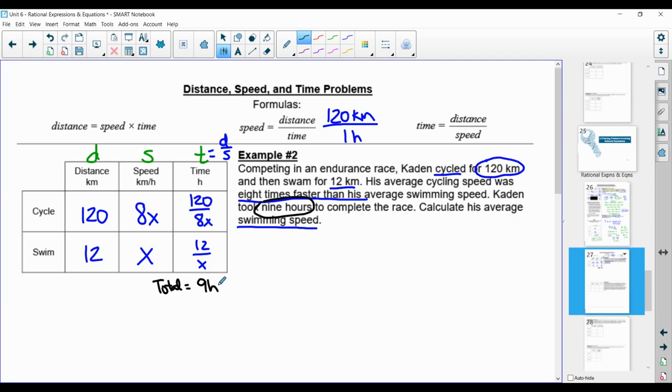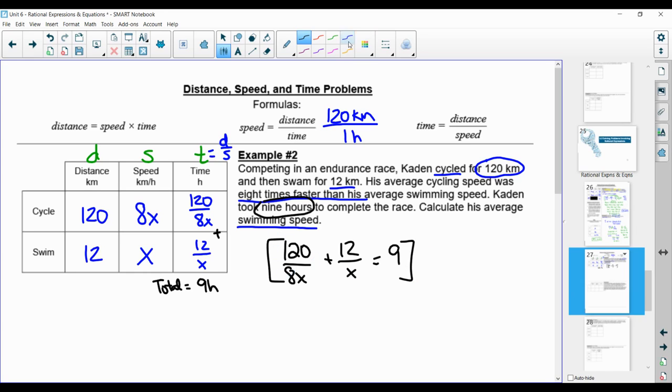With these particular questions, you're only going to have really 3 possibilities. Either we're looking at a total time to complete, a difference in time, or we could be told they do something in the same time. Same time would be equal. When it's a difference question, you have to ask yourself which is the bigger amount so you know which one to subtract. All right, so setting up our equation here, we're looking at a total time, so we're going to be adding these. 120 over 8x plus 12 over x equals 9.